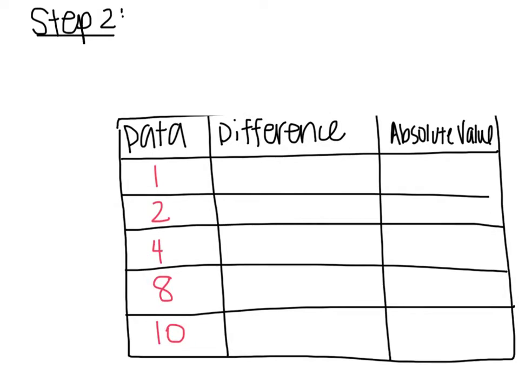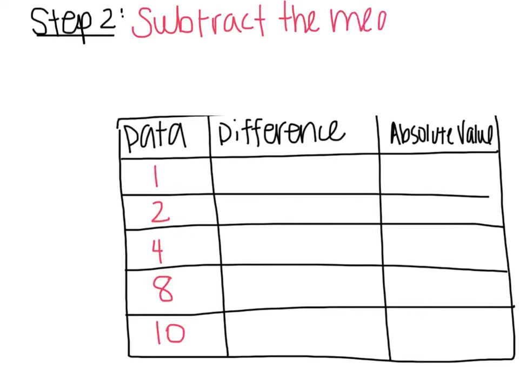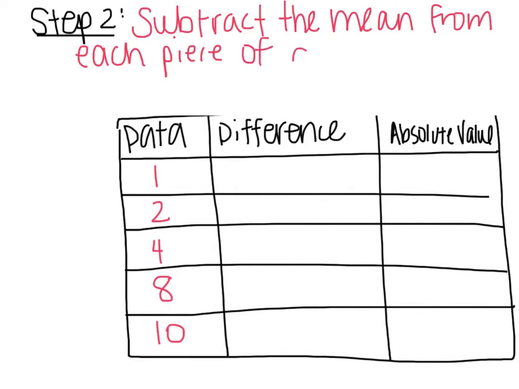Step 2 is going to be to subtract the mean from each piece of data. So we are going to do 1 minus 5 equals negative 4.